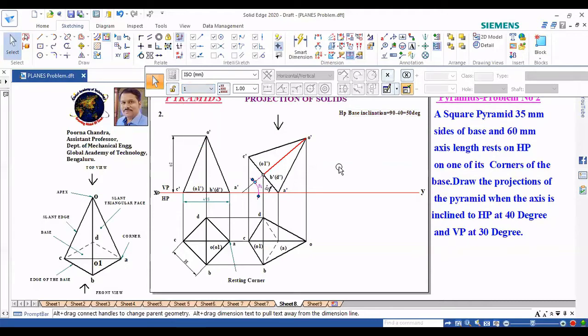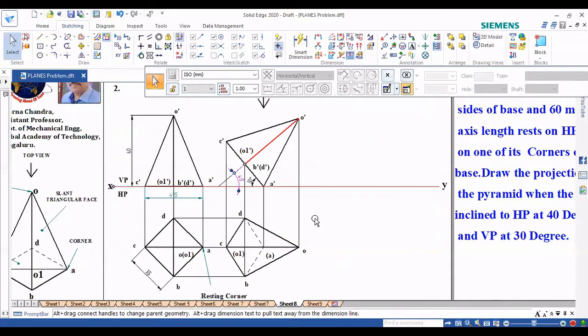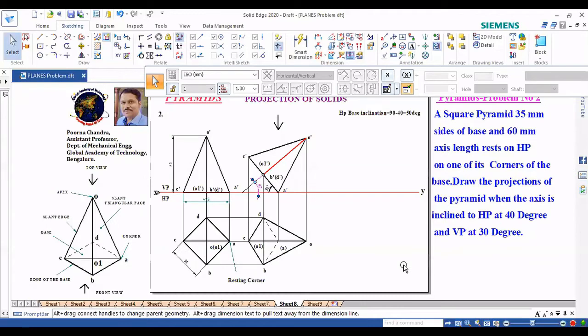Okay, and then we projected downwards, and we got it like this, right? Next, third position, what I need to do? The third condition given is the VP condition. So it is inclined to VP at 30 degree. So we need to rotate this by 30 degree. The axis is inclined to VP as told.